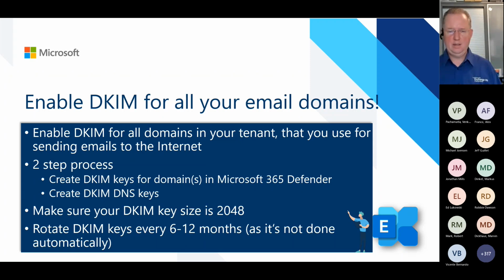DKIM is implemented in a two-step process. First, you need to enable it in Microsoft 365 Defender, and then you need to create the DNS keys in the internet DNS. And once you have these keys, the DNS configuration settings, you verify them again in Microsoft 365 Defender, and they create your key size. And if you're running an older tenant of Office 365, make sure you check your DKIM key size. The current default is 2048, but it might be different because you run an old tenant.